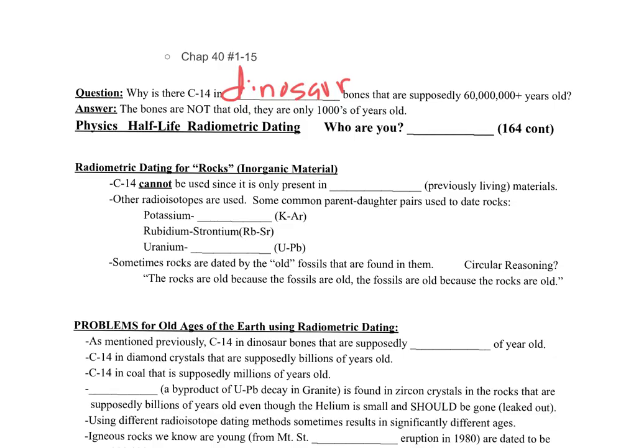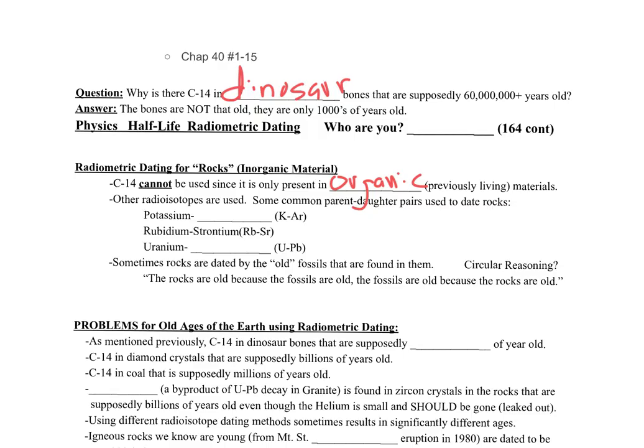Now, to summarize a few things here, or to extend this a little bit, carbon-14 cannot be used for dating rocks since it's only present in organic materials like plants and animals. How do they date rocks then?